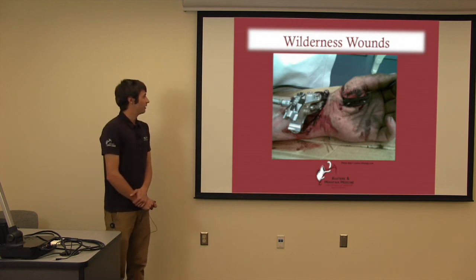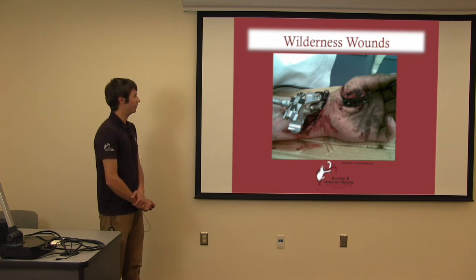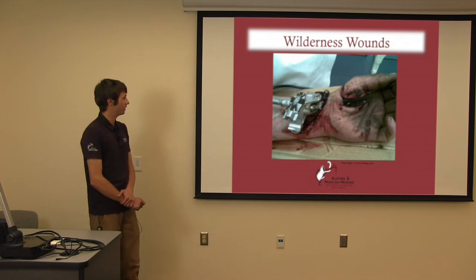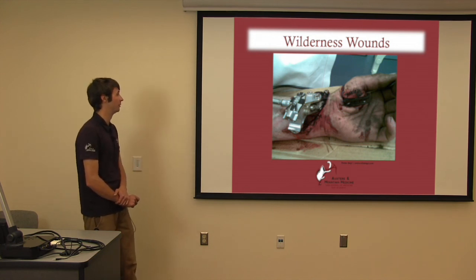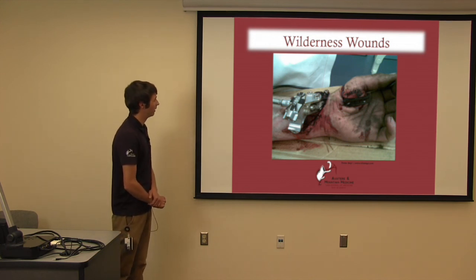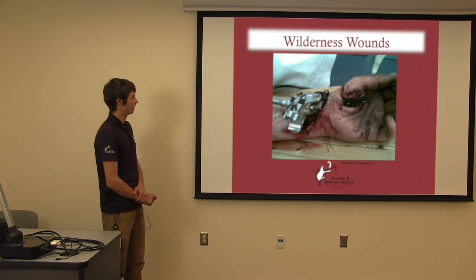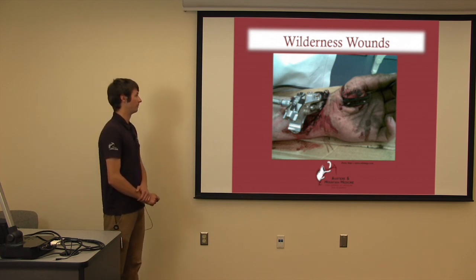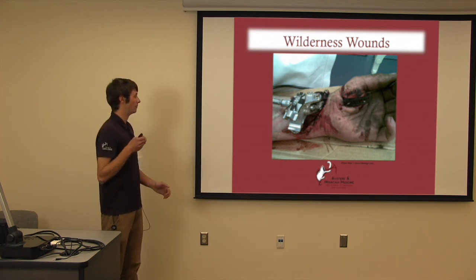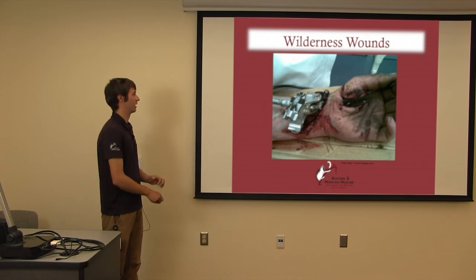So we see here kind of a pretty graphic representation of what a wound in the wilderness might entail. This looks like a hand that has actually been impaled by, I believe, a crankshaft to a mountain bike. It's hard to tell exactly what's going on in that picture, but we see that mechanical piece of equipment still lodged into the person's wrist and into that person's hand.